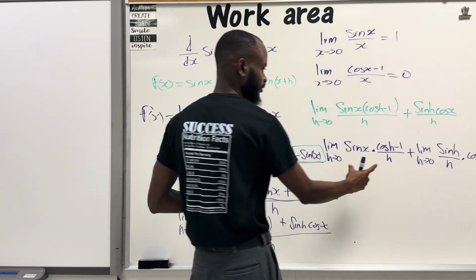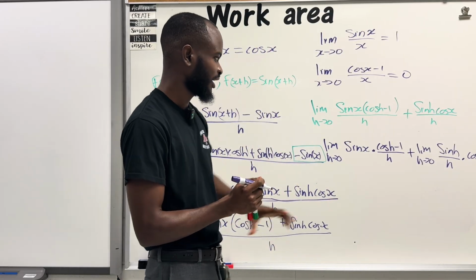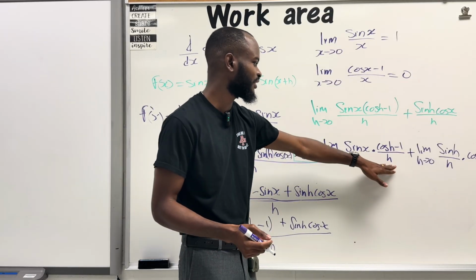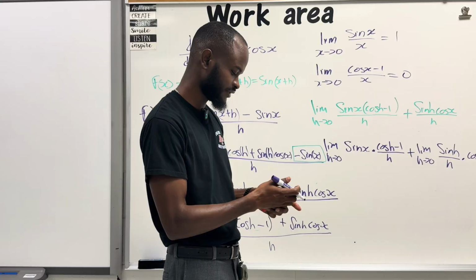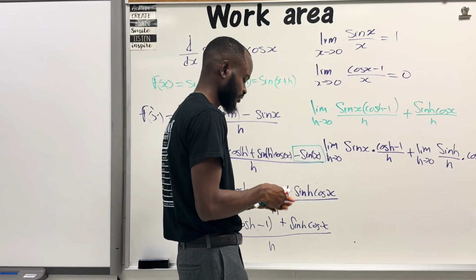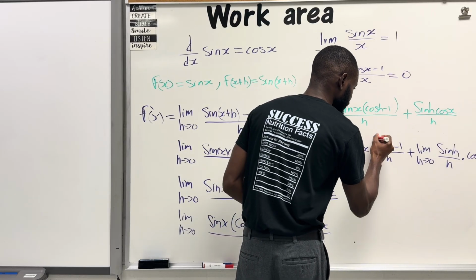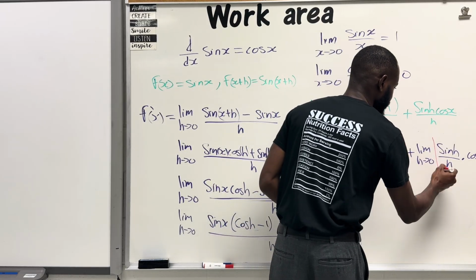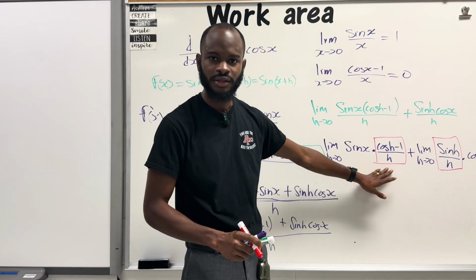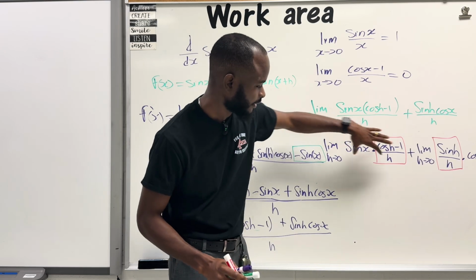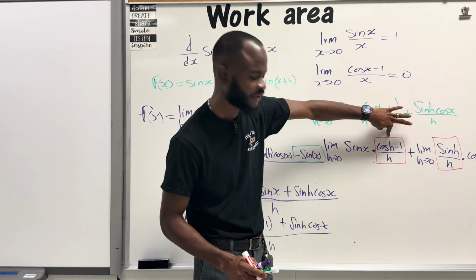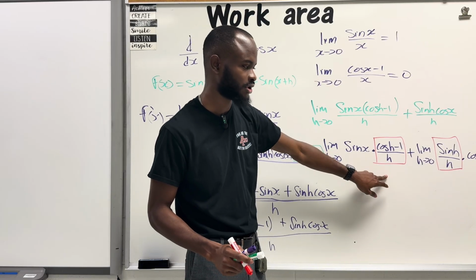Now over here, as you can see, the limit of the product is a product of the limit also, but instead of splitting this up, to save me some time and space, I'm going to highlight these two limits here in red. I'm going to highlight this in red and this in red right here. So as I say again, the limit of the product is the product of the limit. So I could split this up as the limit as h tends to 0 of sine x times the limit as h tends to 0 of cos of h minus 1 over h.